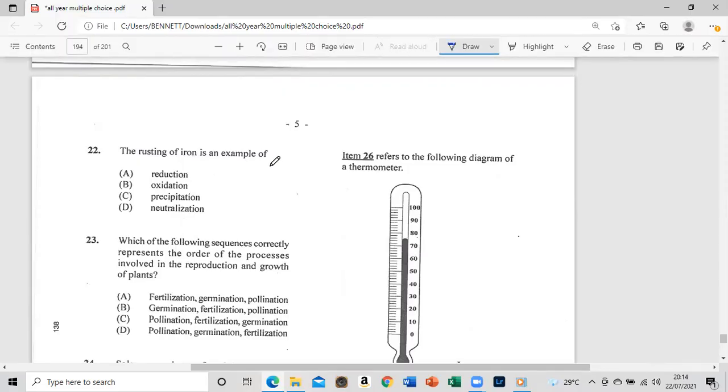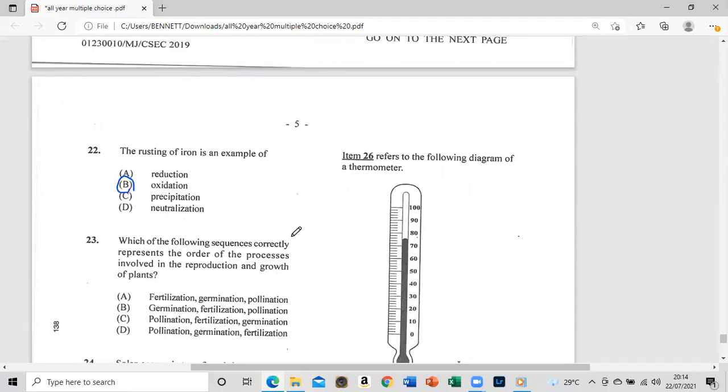The rusting of iron is an example of, is it A, reduction, B, oxidation, C, precipitation, or D, neutralization? It is indeed oxidation. Let's move on to 23. Which of the following sequences correctly represents the order of processes involved in reproduction and growth of animals? Is it A, fertilization, germination, pollination, or B, germination, fertilization, then pollination, or C, pollination first, fertilization, and then germination? So 23 would be C.